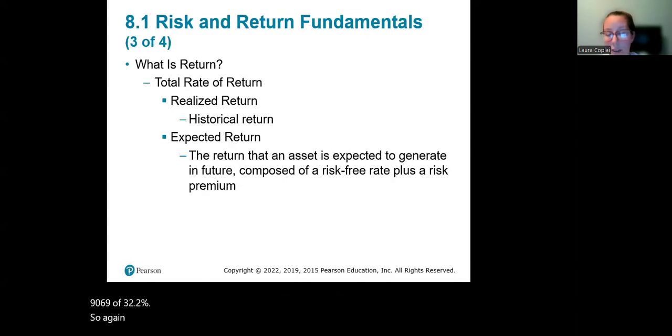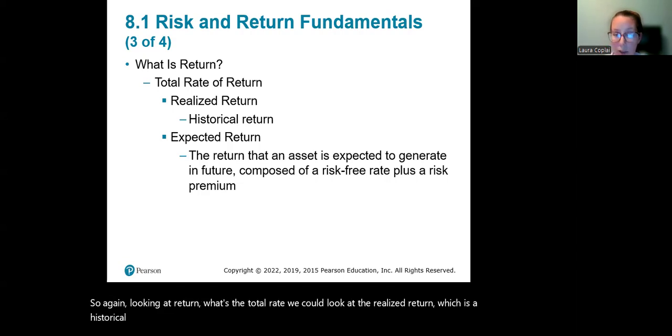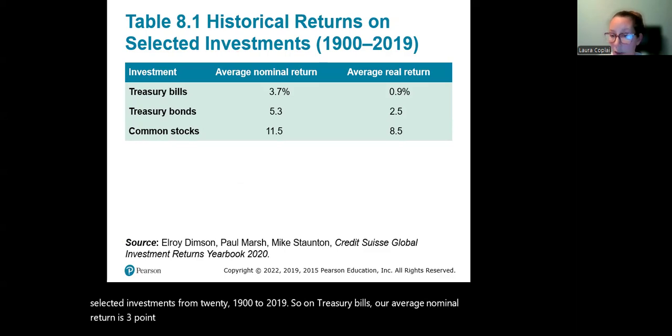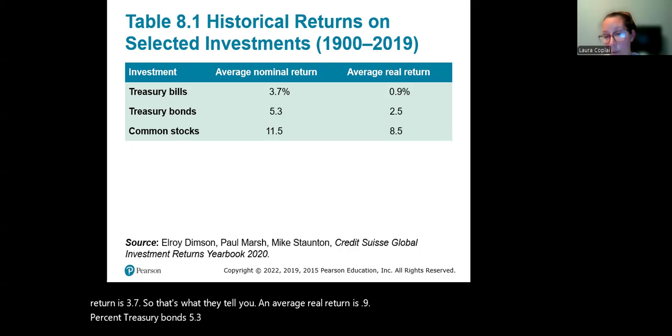So again, looking at return, what's the total rate? We could look at the realized return, which is a historical return, or the expected return, which is what an asset is expected to generate in the future, composed of the risk-free rate plus a risk premium. So here are some historical returns on some selected investments from 1900 to 2019. On Treasury bills, our average nominal return is 3.7%, and the average real return is 0.9%. Treasury bonds, 5.3%, whereas the average real is 2.5%. And then common stocks, 11.5%, where the average real is 8.5%.